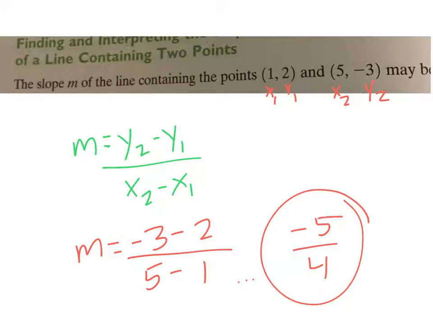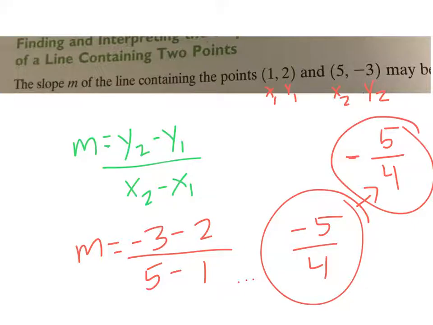Right? And -5/4 can be rewritten as a big negative 5 over 4. That's probably the way you see it most times. But it's the exact same thing, just a notation difference.